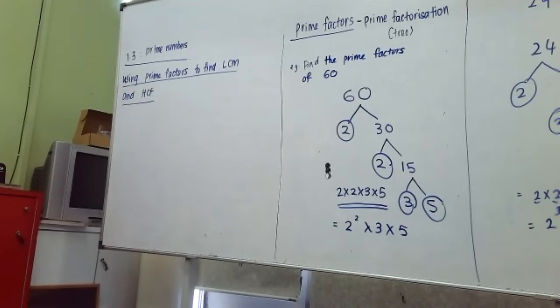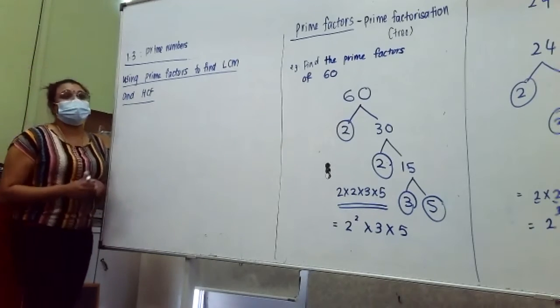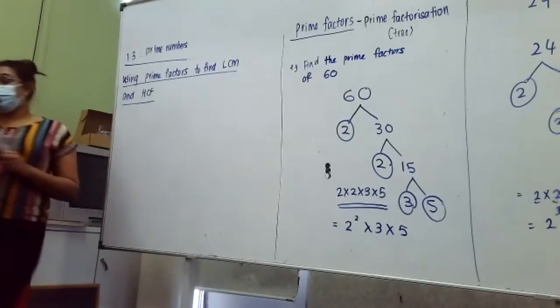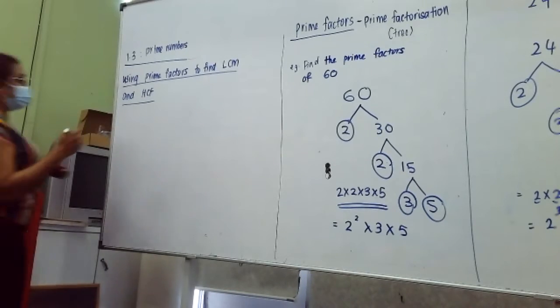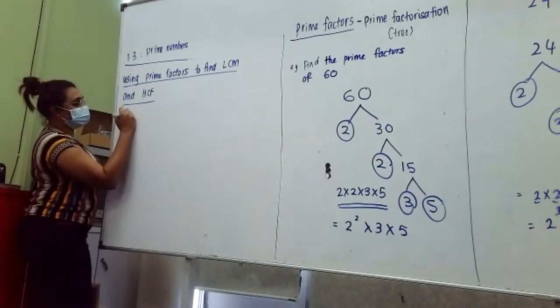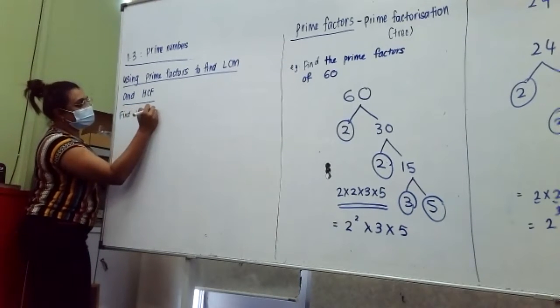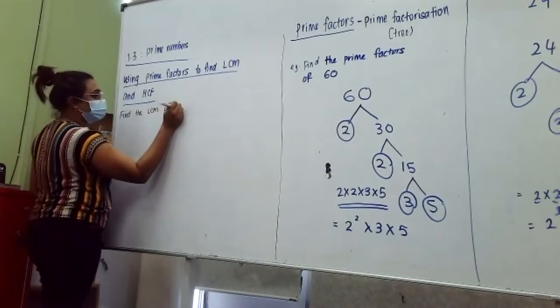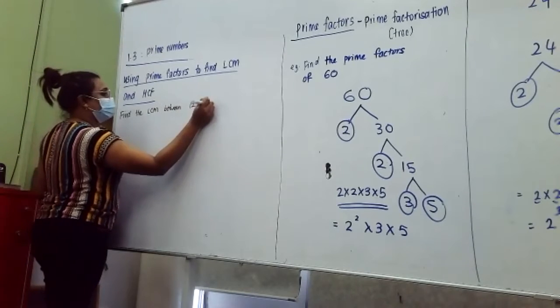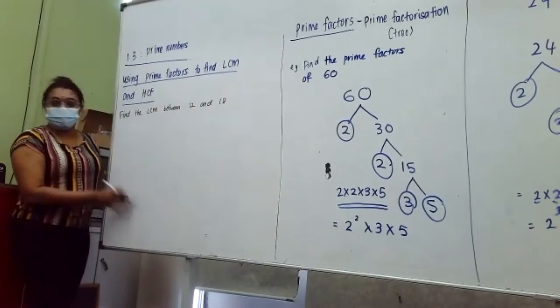Okay, so now we are going to do using prime factors to find LCM and HCF. The previous one that we have done is just finding the LCM and HCF, but for that we use 4, 6 and all that, right? We don't use the prime factors specially. But for LCMs now, example, find the LCM between 12 and 18.